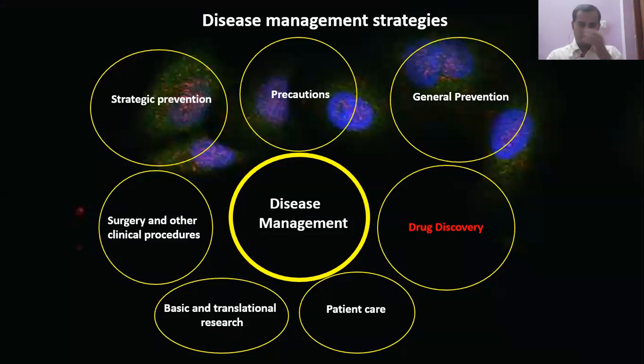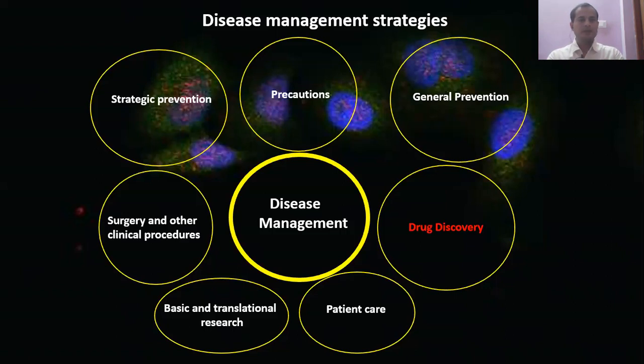So, for any particular disease, there are several ways to manage the disease. It's called disease management strategies. It has several arms, and the major arms are shown here. And drug discovery is a key strategy to tackle that particular disease. So it has several arms, as I told.